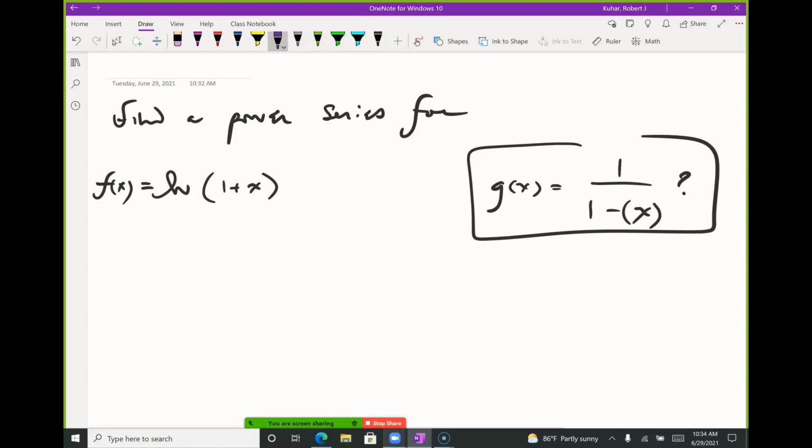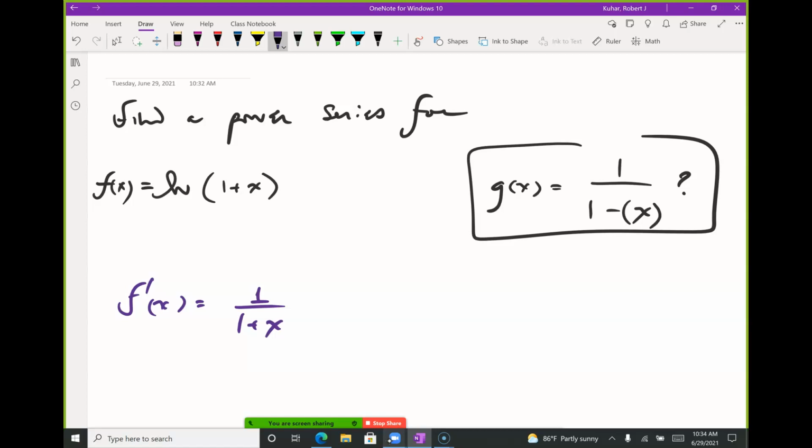Differentiate, yes? Juan, is that what you said? Derivative, yes. So f prime of x, for the ln, remember I need the derivative of the inside over the inside. So I need 1 over 1 plus x. Okay, now it looks like it.